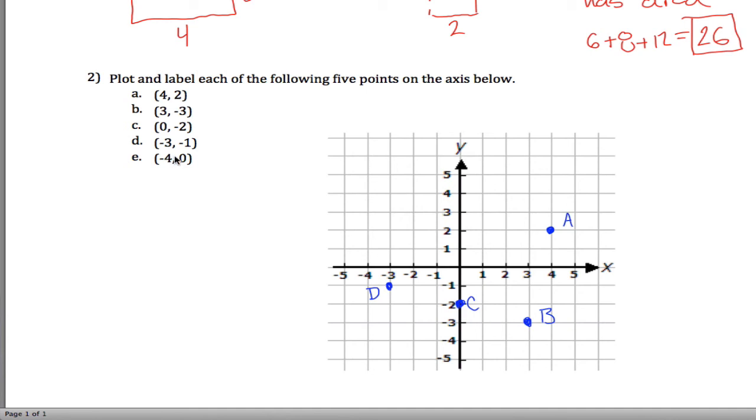And then finally, negative 4, 0. The x is negative 4. So I'm talking about right here. And the y is 0, so I don't go up at all. Just this point, and I'm giving that E as the name. So there's all the points. If you throw them in those right spots, perfect. And I guess that's the end of this quiz.